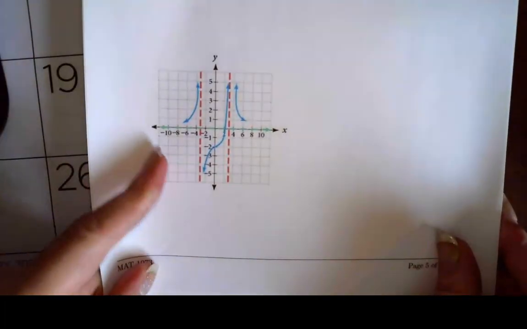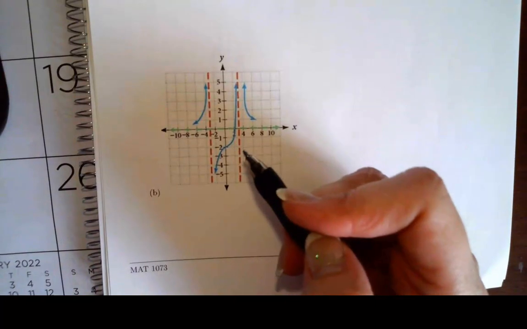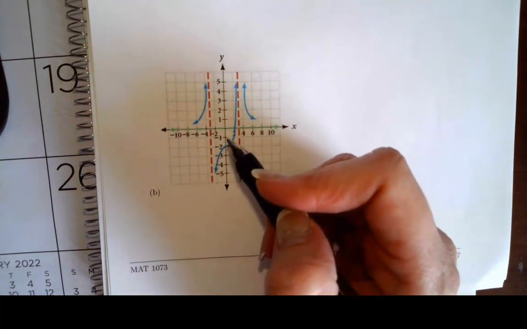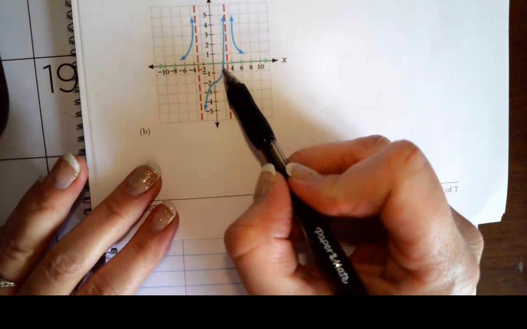All right, so let's try another one. I'm going to do x-intercepts first, and then I'm going to look at vertical asymptotes, and then I'm going to look at horizontal asymptotes, and then I'm going to finish up with a y-intercept. I didn't quite get it in that same order. So what is my x-intercept?